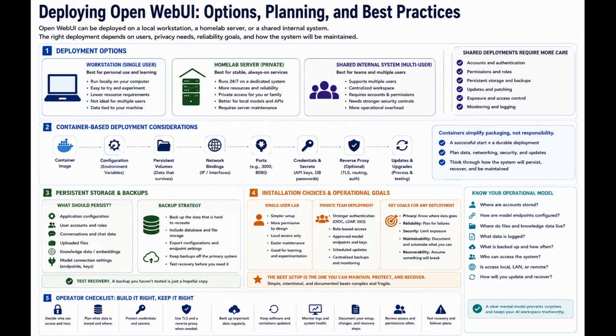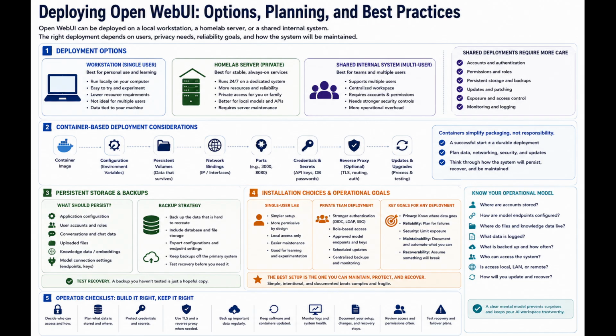Persistent storage should be planned from the beginning. Decide what needs to survive restarts and upgrades: application configuration, user records, conversations, uploaded files, knowledge data, and model connection settings. Backups should focus on the data that is hard to recreate. If the deployment supports important workflows, test recovery before you need it.